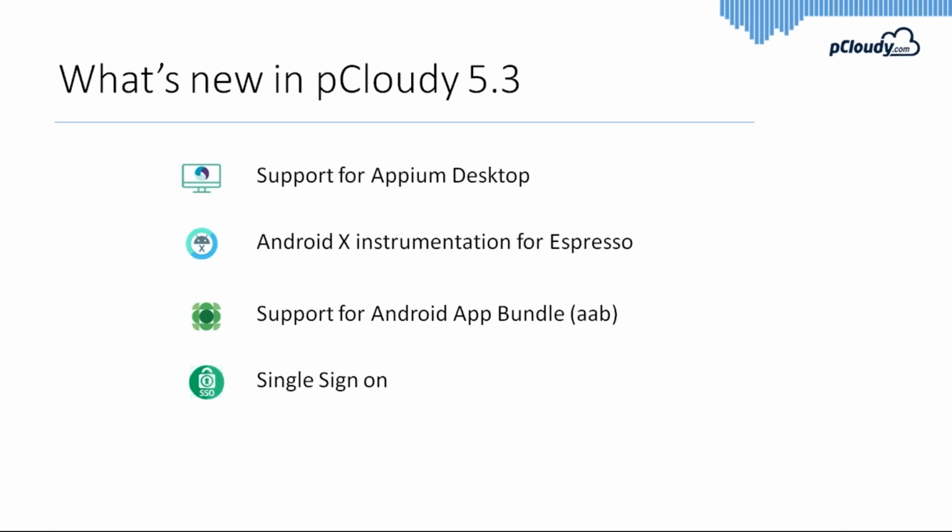The second feature which we are releasing in 5.3 is AndroidX instrumentation for Espresso. So basically, the support for AndroidX. The third one is about supporting the Android app bundle format, right? The .aab format. Right now we know about the .apk format, but we are also supporting .aab in this release, and we are going to see what exactly AAB means. And the last thing is about single sign-on, right? So we are going to talk about each feature in detail in the subsequent slides.